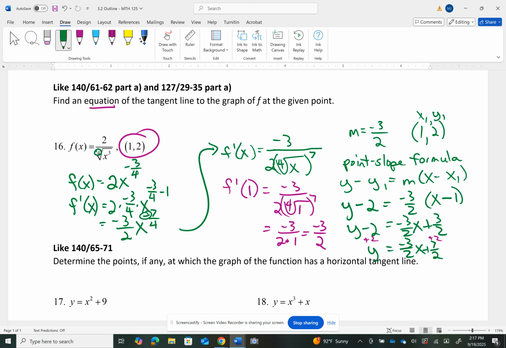And this one wanted the equation of the tangent line. And so your equation would have been that. Okay, was the slope negative?